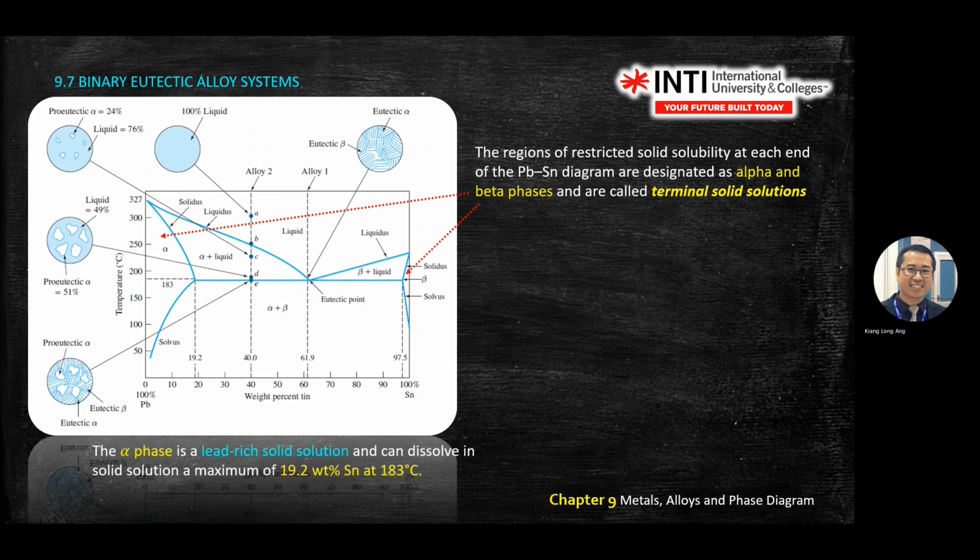Okay. So if you look at the alpha phase, the solid dissolves a maximum of 19.2% of Sn. How to find 19.2? Here 0% means 100% of Pb. Until here you drop down, you get 19.2 or 20% of Sn. So from here there's a range, it depends on what point you're looking at.